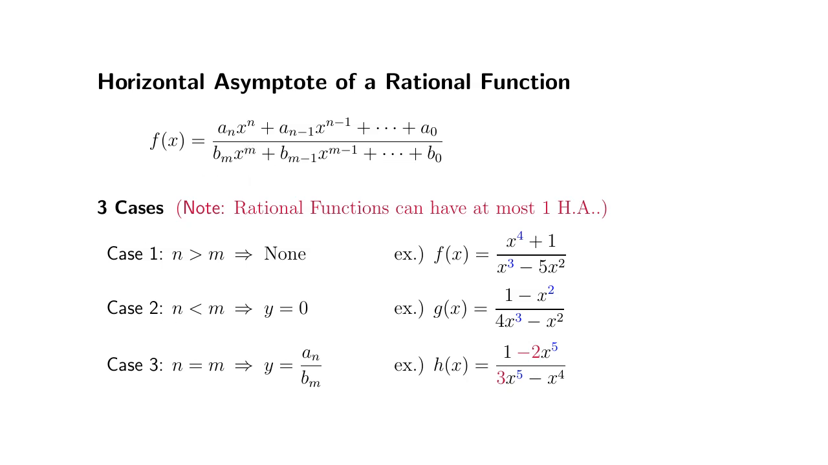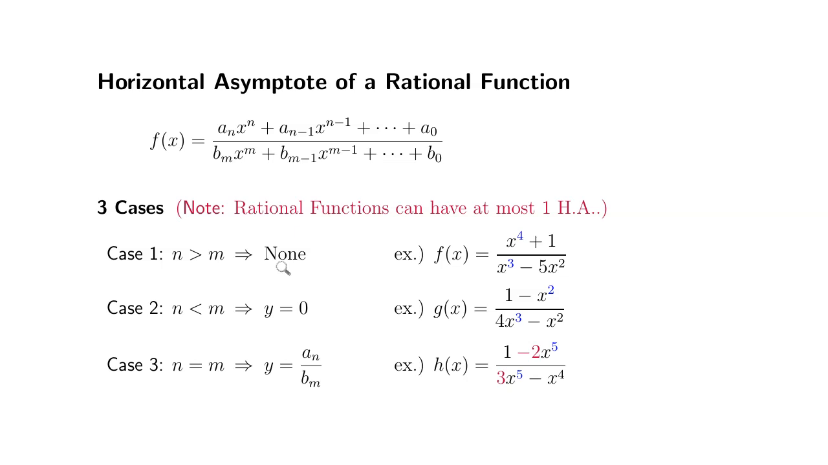So there are only three cases, since a rational function can have at most one horizontal asymptote. Here's case one. Let's say the degree on top is larger than the degree on the bottom. Then there'll be no horizontal asymptote.